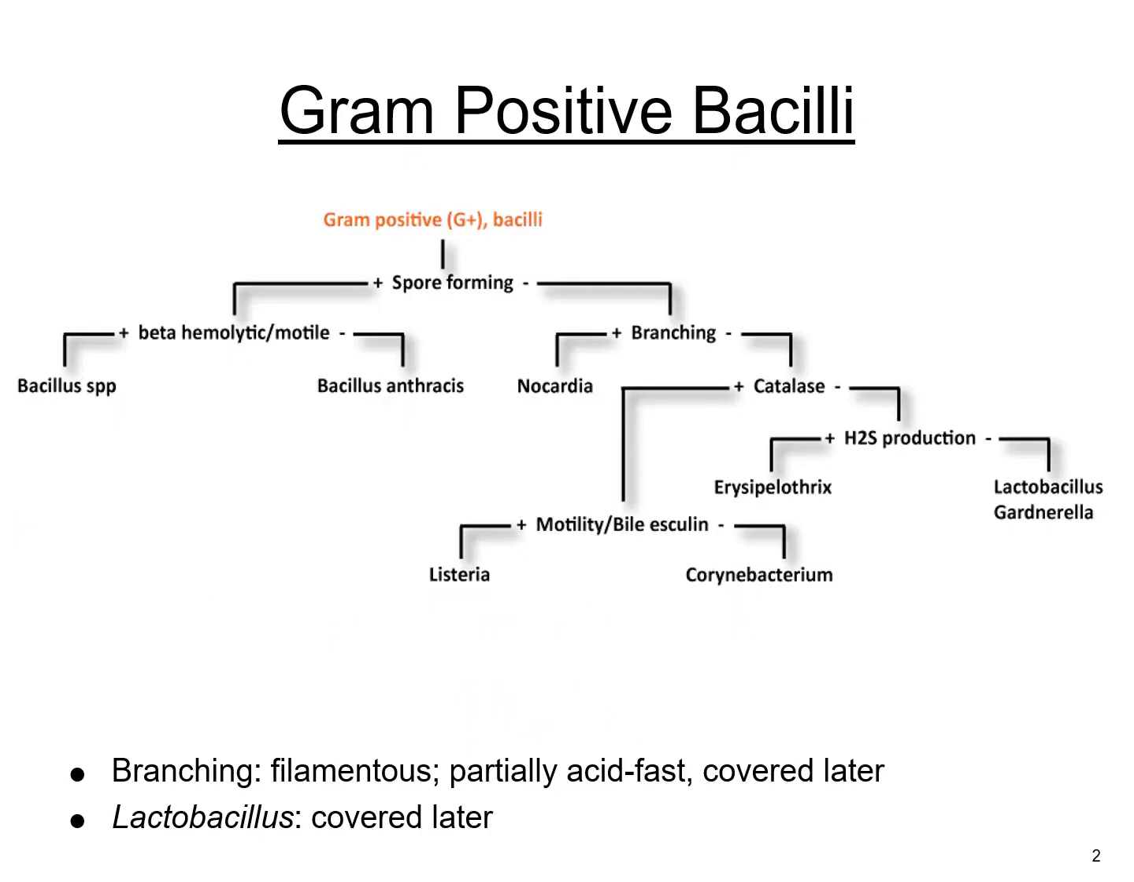Here's a flowchart describing how the gram-positive bacilli are identified based on whether or not they produce spores. And then from there, it is divided out based on that criteria. There are a couple that are on this chart that we will cover later, so for now, you would just kind of overlook those within this flowchart.